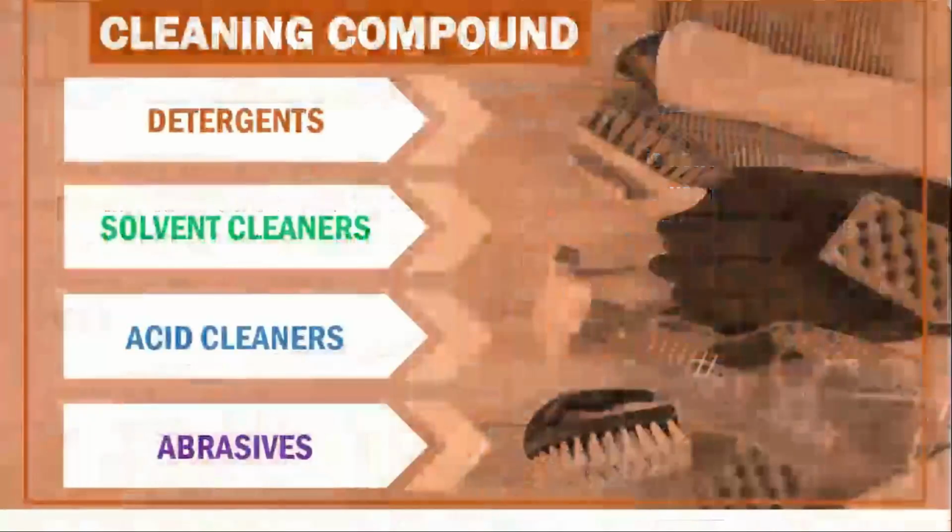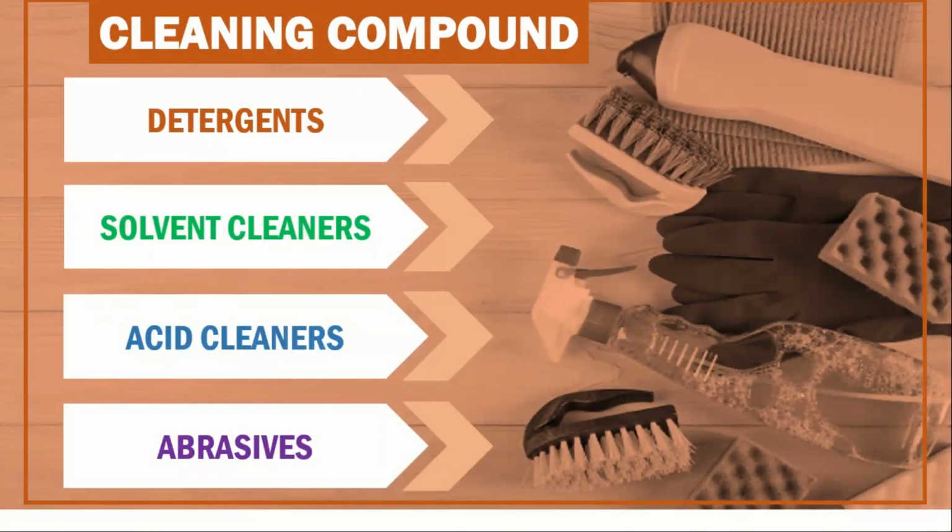Here are the different cleaning agents in cleaning kitchen tools and equipment: detergents, solvent cleaners, acid cleaners, abrasives. Any agent that helps in the removal of soil is called a cleaning agent. They may be either natural or synthetically developed. They're generally classified as water, detergents, abrasives, degreasers, acid cleaners, organic solvents, and other cleaning agents.